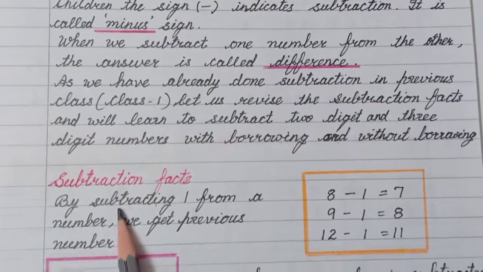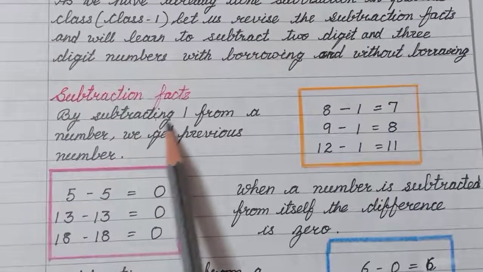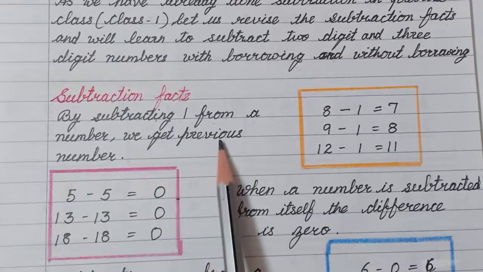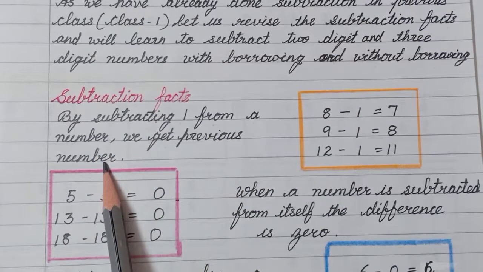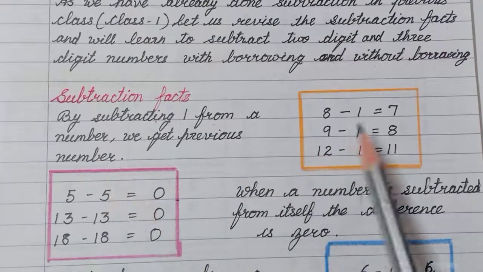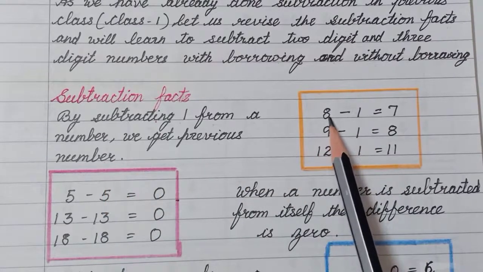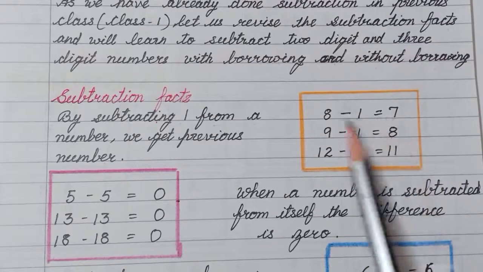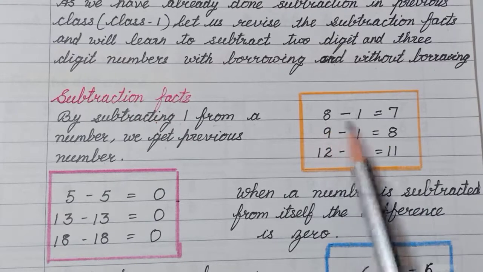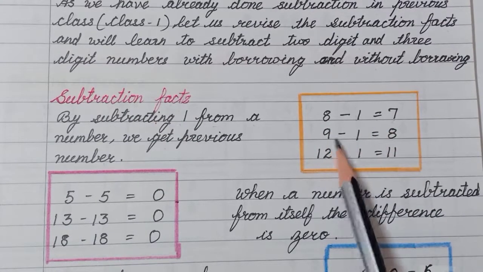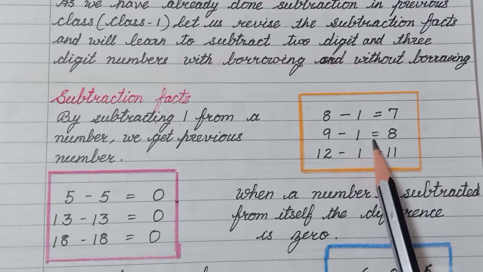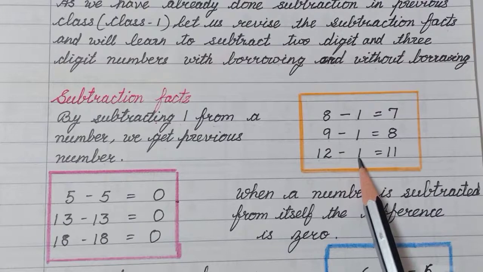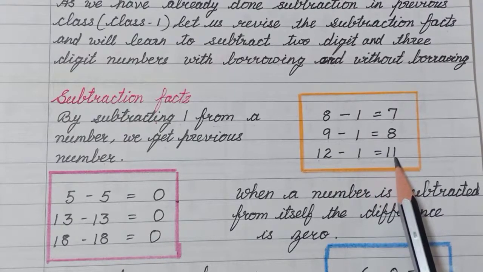So, subtraction facts are: by subtracting 1 from a number, we get the previous number, that is the number before. For example, 8 minus 1 is equal to 7. Now, what comes before 8 is 7. 9 minus 1 is 8. 12 minus 1 is equal to 11, the previous number.